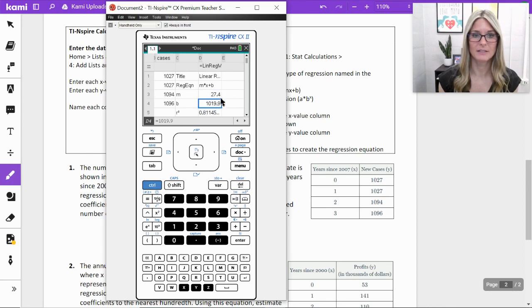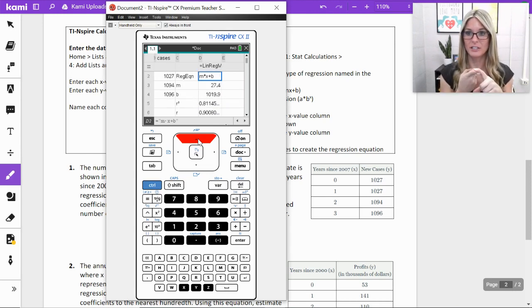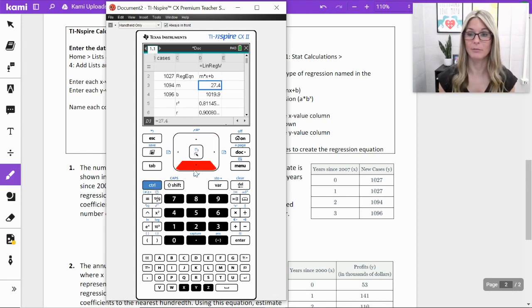B is 1019.9. And there's some more data here that we don't need. Actually, R is your correlation coefficient. So we are going to write our linear regression equation, y equals mx plus b. We are going to plug in 27.4 for m, 1019.9 for b, and that's our equation.